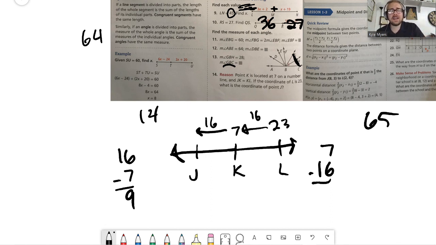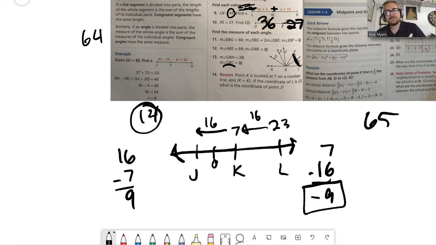So you just need to remember, hey, I can do 16 minus 7, but I'm supposed to be in the negatives on the number line, because at some point, 0 is around here somewhere. And then you have to keep going to get to negative 9. So the answer is negative 9 for number 14. La respuesta. All right. So there we go.